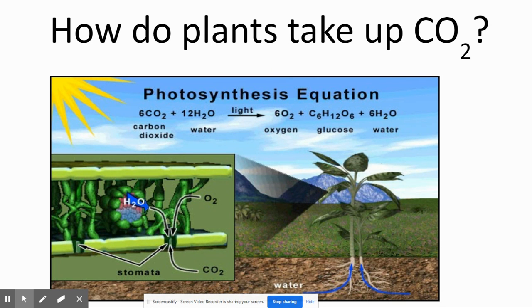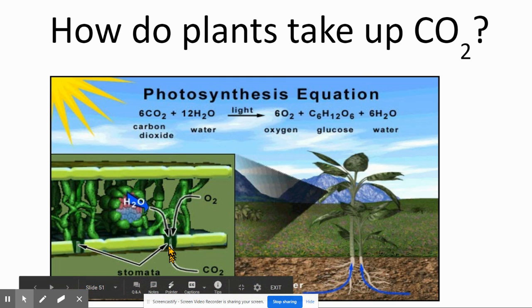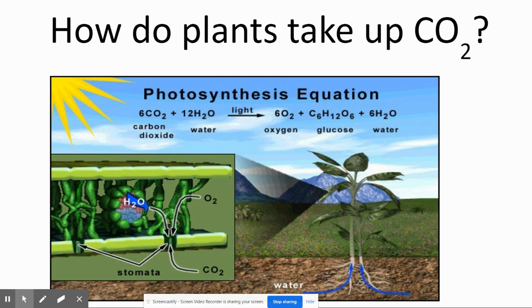So that's how they take up CO2, right? Their stomata have to be open in order for them to do photosynthesis. When the stomata are open, they can take in CO2 and they can pull up water. And then that photosynthesis actually happens in the chloroplast.